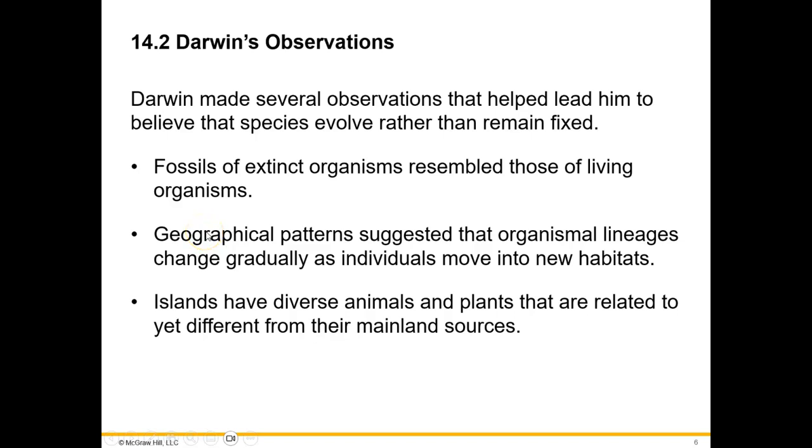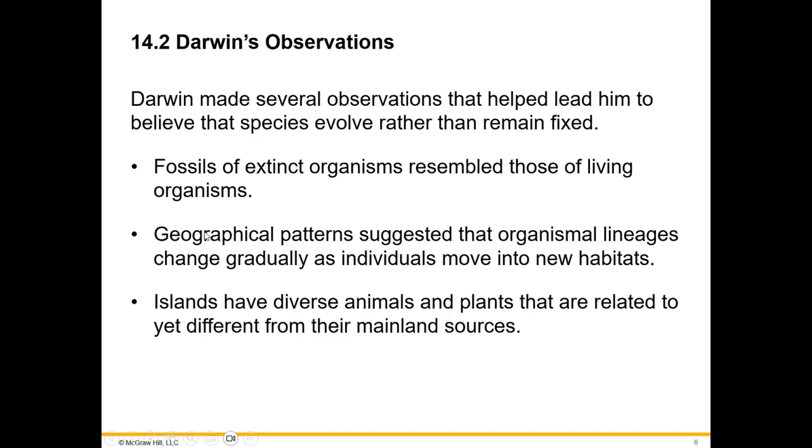Darwin made several observations that really helped to lead him to believe that species evolve rather than remain the same. Whenever he left on the voyage, he was still a firm believer, like everyone else at the time, that we do not change throughout time. We were made the way that we are, and all of the variation that exists will stay that way. However, he kept observing different pieces of evidence that made him question that.